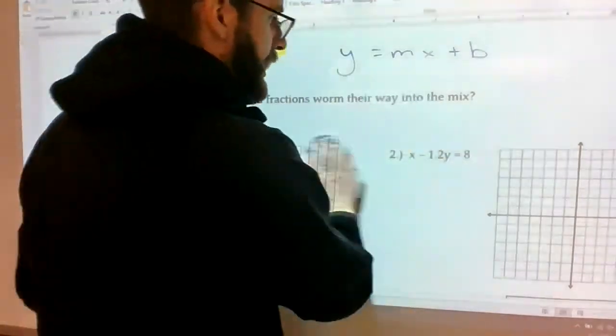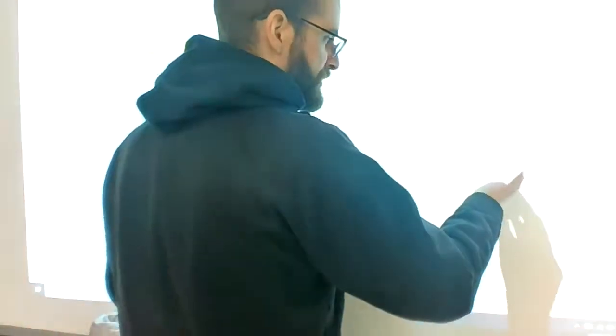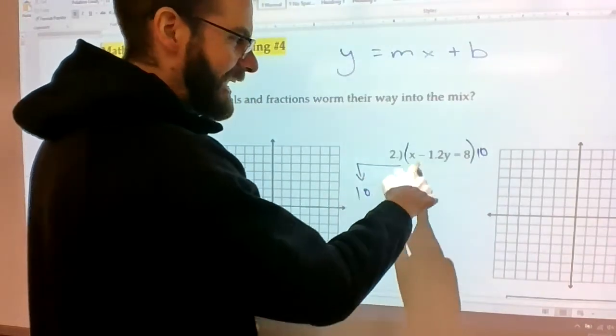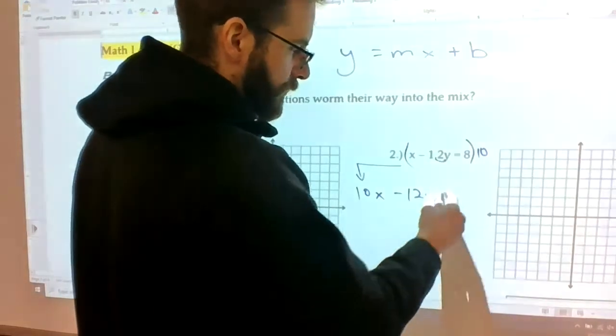All right, let's see what you got. You should have probably multiplied both sides by 10. That's our best strategy. You get 10x minus 12y, remember you just moved that decimal place over, equals 80.